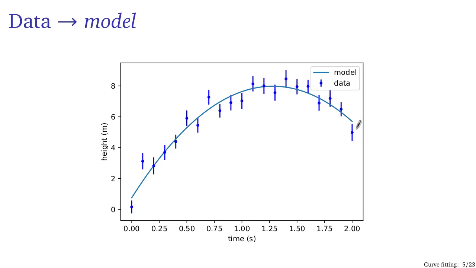Let's try and make that concrete. One common way of specifying precisely what we mean by how well a curve goes through a set of data points is by computing something called the chi-square statistic and working with that. Now, the chi-square is really a measure of deviation between the measurement and the expected result based on the model.